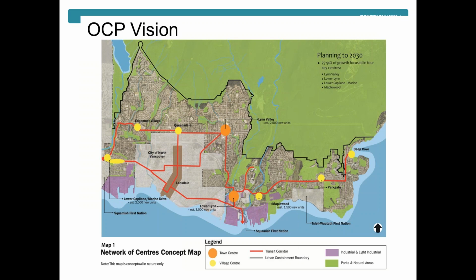So the focus of the OCP, as you can see from the map, was to focus that growth and change in our town and village centers, and we landed on something we called a network of centers concept. And you can see here the larger orange dots are the major town centers in Lynn Valley and in Maplewood, and then the smaller village centers just to the west in Lower Capilano Marine, and then over towards Seymour, Maplewood, Parkgate, and Deep Cove.